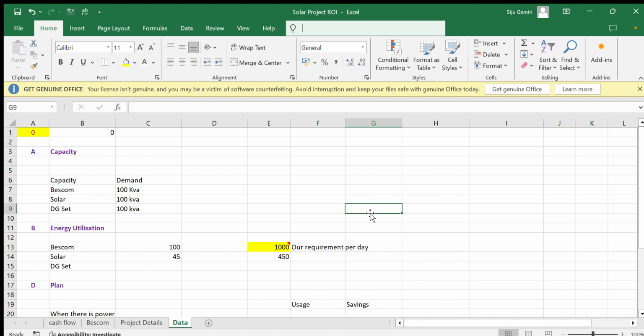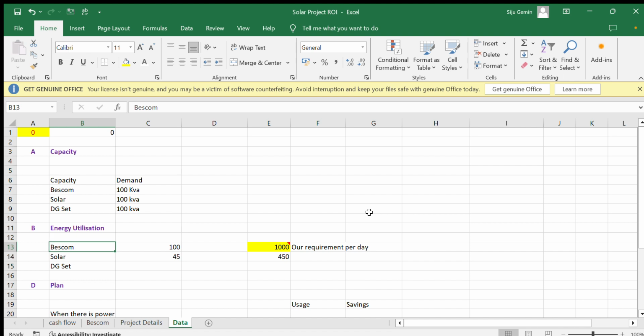So in this example, the electricity service provider will be Bescom. Normally a small to medium-range company would require a connection of 100 kVA, and it would normally have a DG backup set in case there is a power disruption. That would also be a 100 kVA DG set. If the company goes for a solar connection, it will again be 100 kVA.